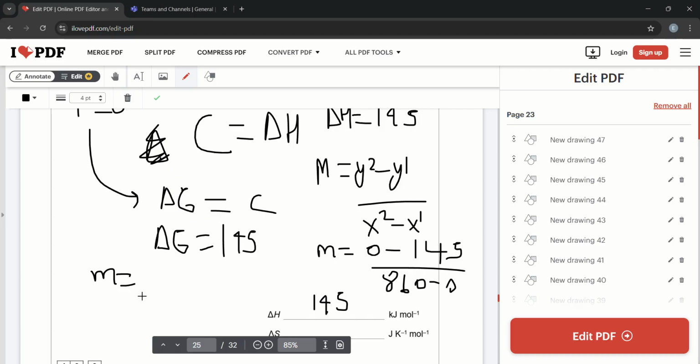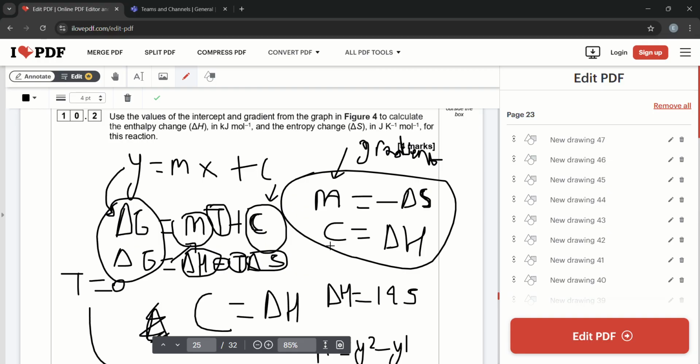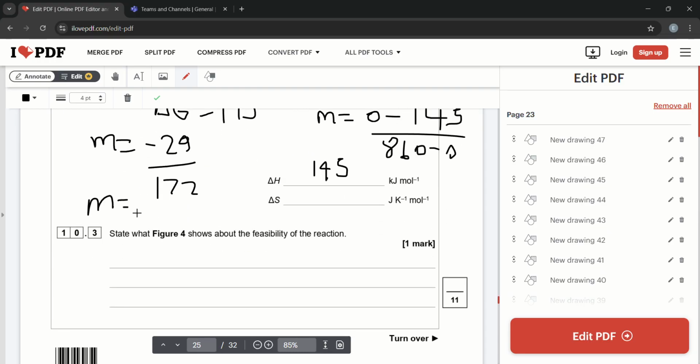Just need to practice this. And then you get a negative value. Let's keep as a fraction. Minus 29 over 172. But we know m is equal to minus delta S. So if we want to find delta S, that's going to be m divided by minus 1, which is minus m. And minus m is just going to be minus bracket our answer, which will give me 29 over 172.